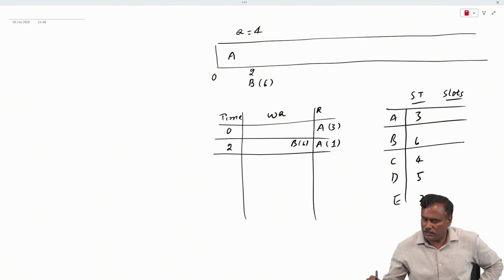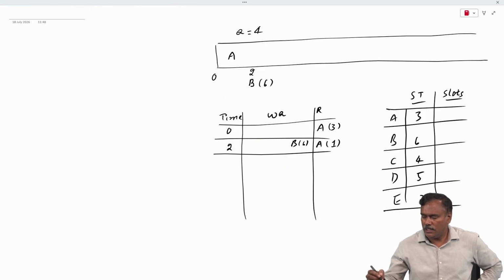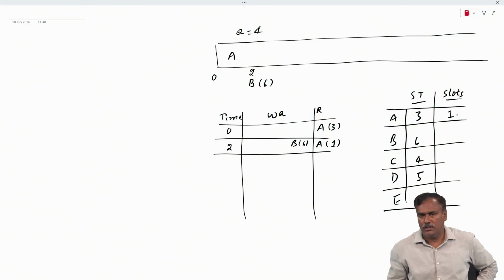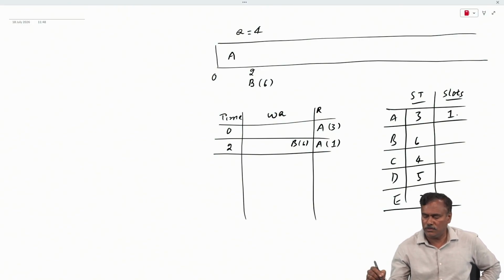Here you need to divide the service time by the slice time. If the service time is smaller than the slice time, in just one slot that job is going to be completed. Here service time is 3, quantum time is 4, so 3 is less than 4, and in just one slot it is going to be executed. When you divide 6 by 4, you get 1.5. If you round it off to the next higher digit, it becomes 2. So in 2 rounds process B is going to be executed.